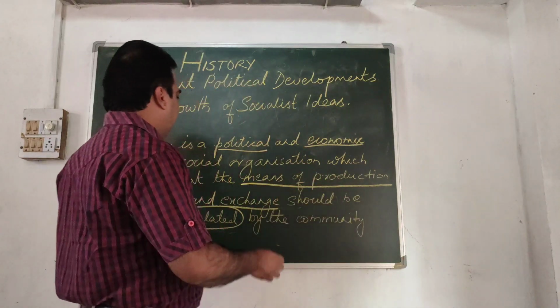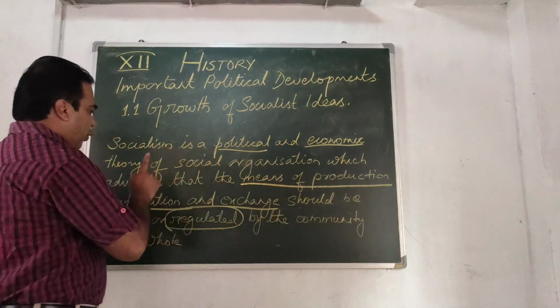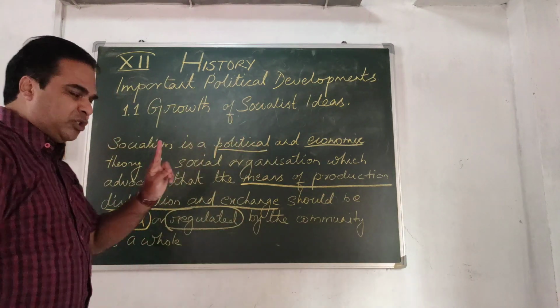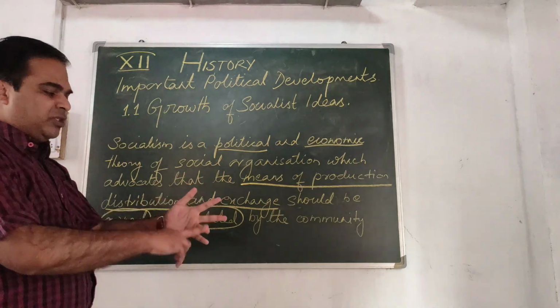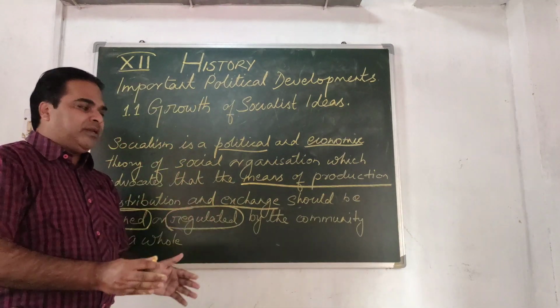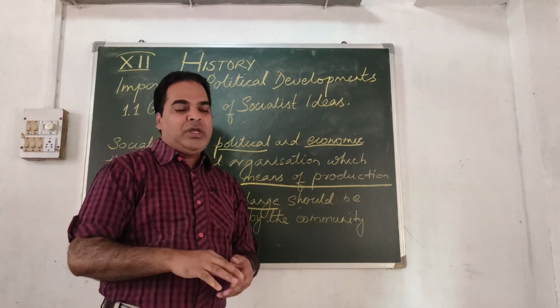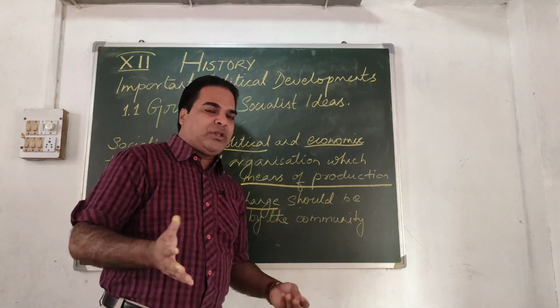Once again, it is a political and economic theory of social organization which advocates that the means of production, number 1, number 2, distribution, and number 3, exchange, should be owned and regulated by the community as a whole. So here there won't be any discrimination among the people.